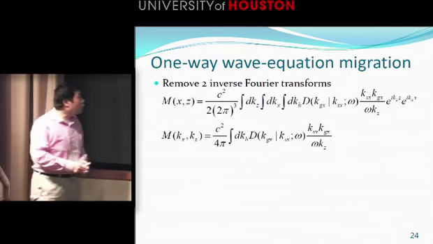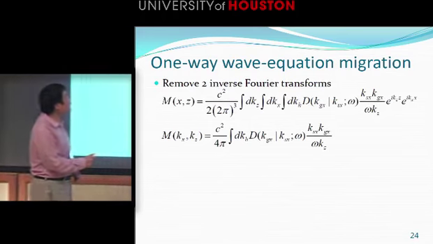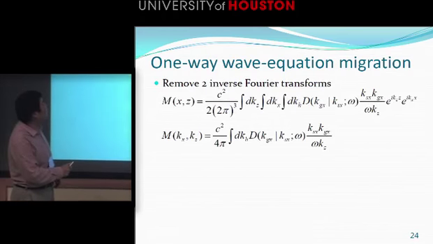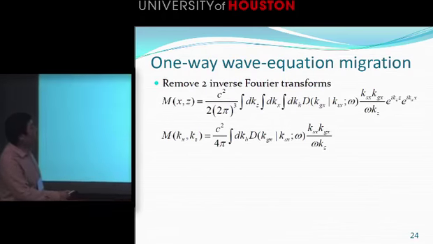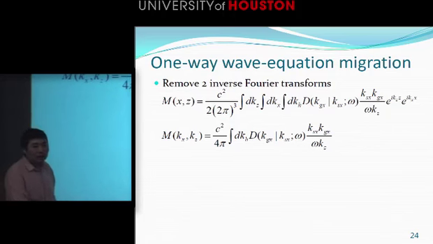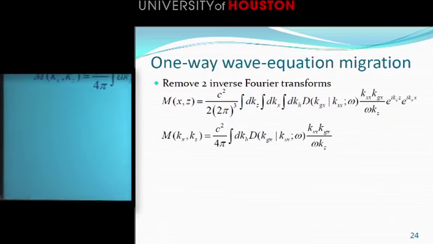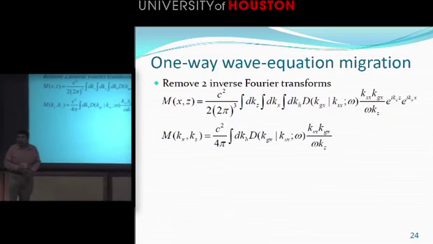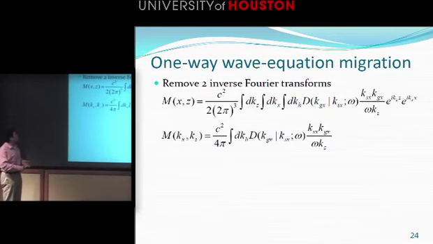If we look at this formula, we will find that this integral here and this integral here, over z and x, plus those two equivalent factors, are in fact two inverse Fourier transforms. We do not need that, so we just remove those two inverse Fourier transforms. We get the simplest one-way wave equation migration formula in the wavenumber domain. It's here.